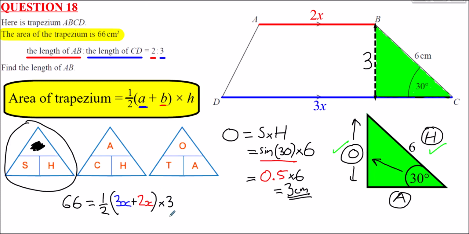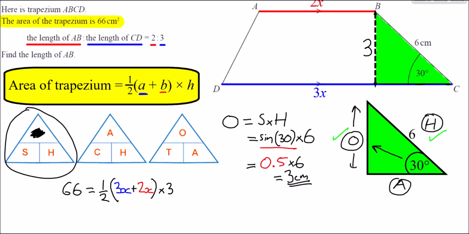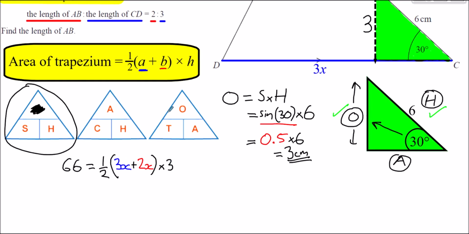So there's a few ways of solving this, to be fair. What I'm going to do here, I'm going to make the personal decision that I'm going to get rid of that timesing by 3 by dividing both sides by 3. So I'm going to divide that side by 3 and the other. And the reason I'm doing that is because it's a fairly easy calculation in my opinion to do. So 66 divided by 3 is just 22. So 22 equals a half of 3x plus 2x. But I can simplify this bracket easily enough. 3x plus 2x's is 5x's.